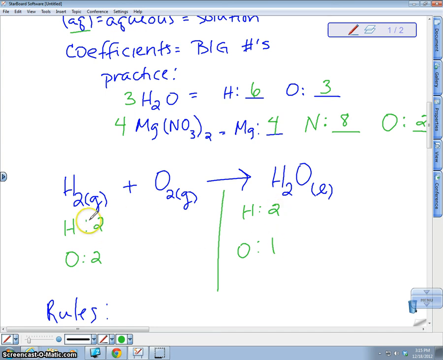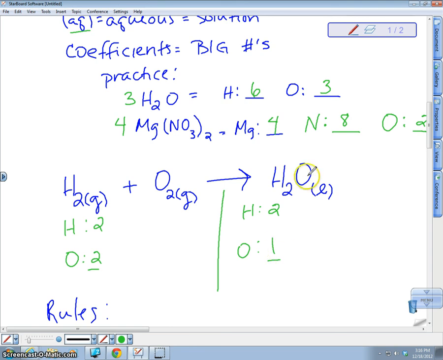My hydrogens are balanced, right? I started with 2 and I ended with 2. My oxygens, though, are not balanced. I started with 2 and I ended with only 1. That's a problem because the law of conservation tells me that I can't destroy that oxygen atom. So what that tells me is that I don't have just one molecule bonding with one molecule to make one molecule. I have more than one of some of these, and I need to figure out how many of each I need.